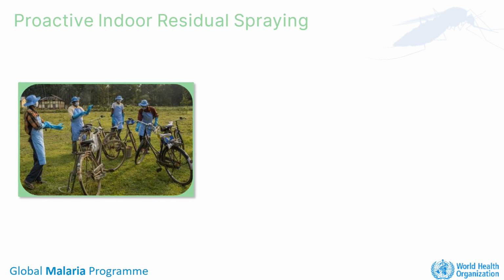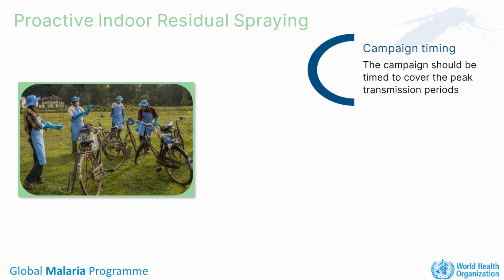Proactive IRS is generally deployed campaign style once or twice a year. The number of rounds and timing of the campaigns depends on the seasonality of vectors and therefore the malaria season in a country. Best practice is to schedule the completion of the campaign to coincide with the start of the build-up of vector populations just before the onset of the peak transmission season. This ensures fresh deposits of insecticides, as mosquitoes would otherwise be increasing in numbers.